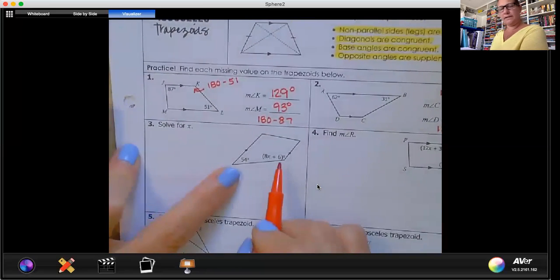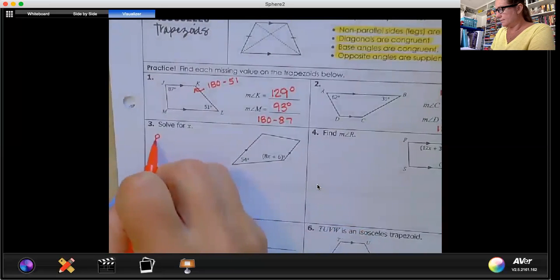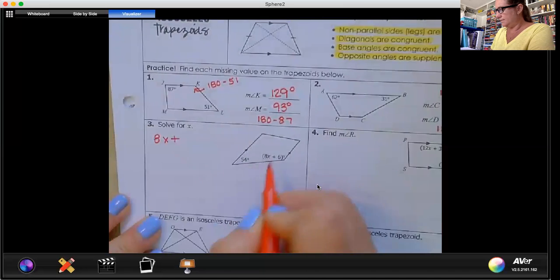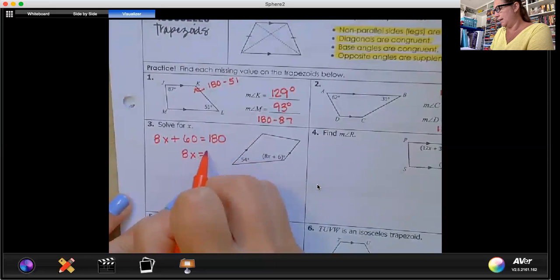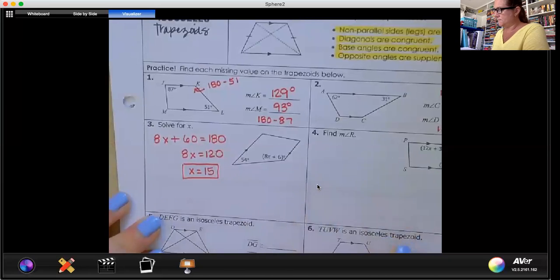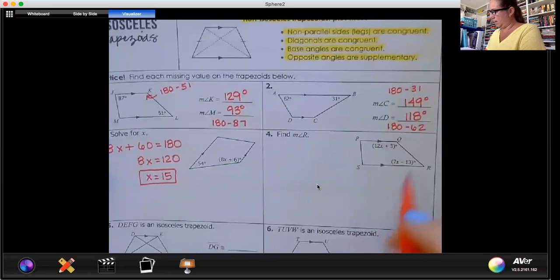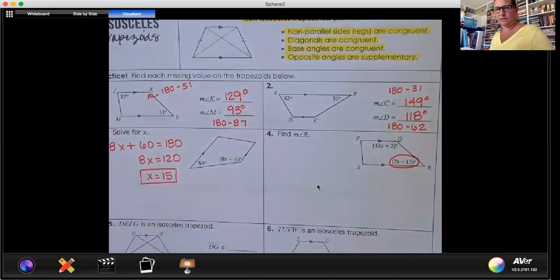We know that these consecutive angles are supplementary. So 8x plus 54 plus 6 equals 180. So 8x is 120, x is equal to 15. And we're looking for angle R. So we're going to plug x back into this value here once we're finished.